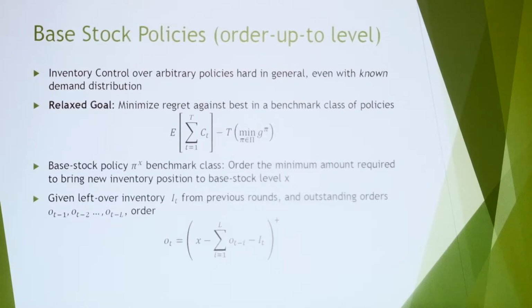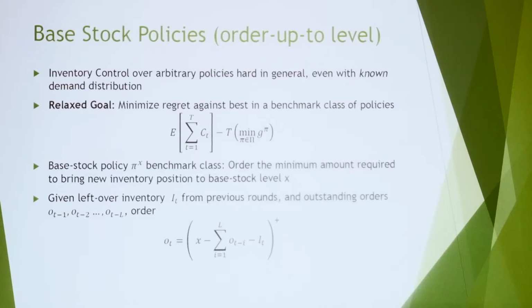inventory control over arbitrary policies is difficult in general, even with a known demand distribution. So therefore, we're going to relax our goal a little bit, and we're just going to try to minimize regret against the best policy in a benchmark class of policies. So it's exactly the same regret definition, except when you're considering the optimal policy, you only consider a certain set of policies, capital Pi. And in our case, we decided to look at what's called a base stock policy.